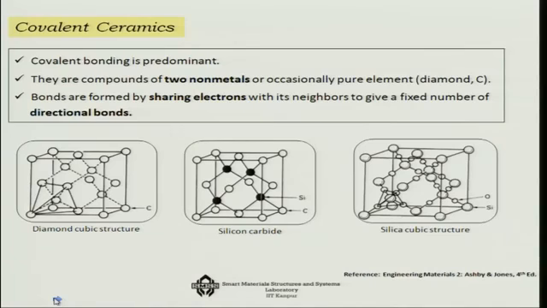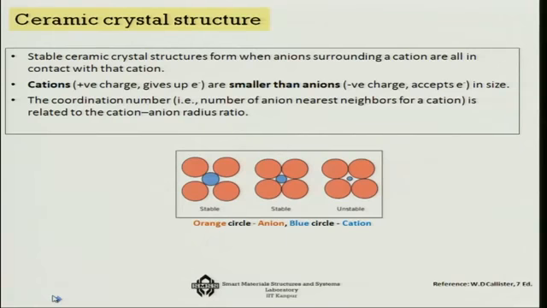Now if it is two non-metals, for example carbon and silicon, then it may create covalent ceramics. Here the bonds are formed by sharing electrons with neighbors to give a fixed number of directional bonds, because covalent bonds are directional in nature. For example diamond, silicon carbide, or silica cubic structure. Because the bonds are directional, even though these materials are strong, they will be anisotropic, because along the direction of the bond you expect more stiffness than across the bonds.